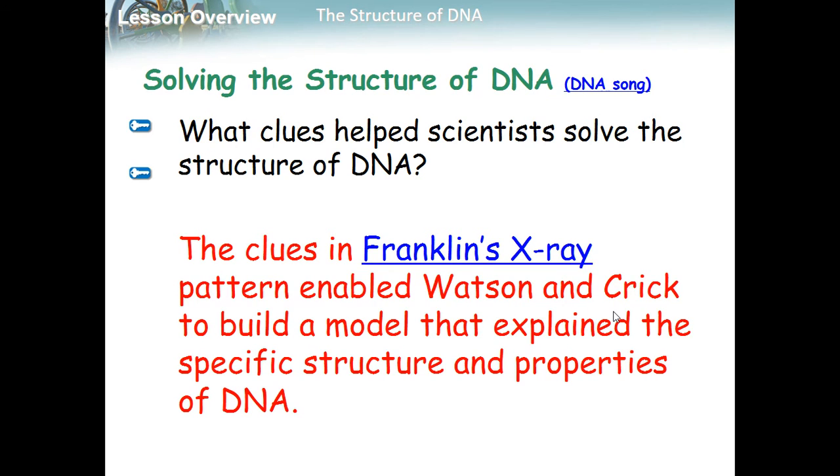What clues help scientists solve for the structure of DNA? We've heard about Miss Franklin. Miss Franklin's X-ray patterns enabled Watson and Crick to build a model that explained the structure and the properties of DNA.